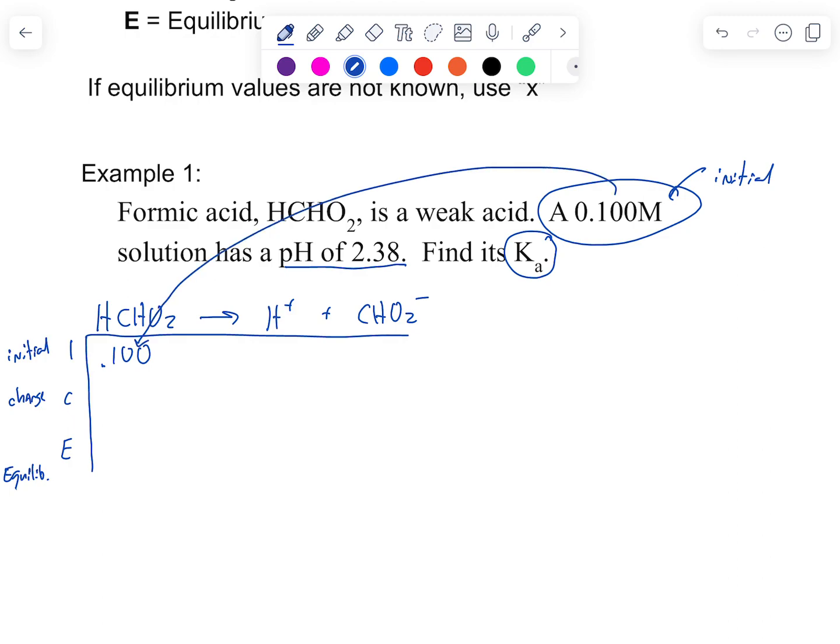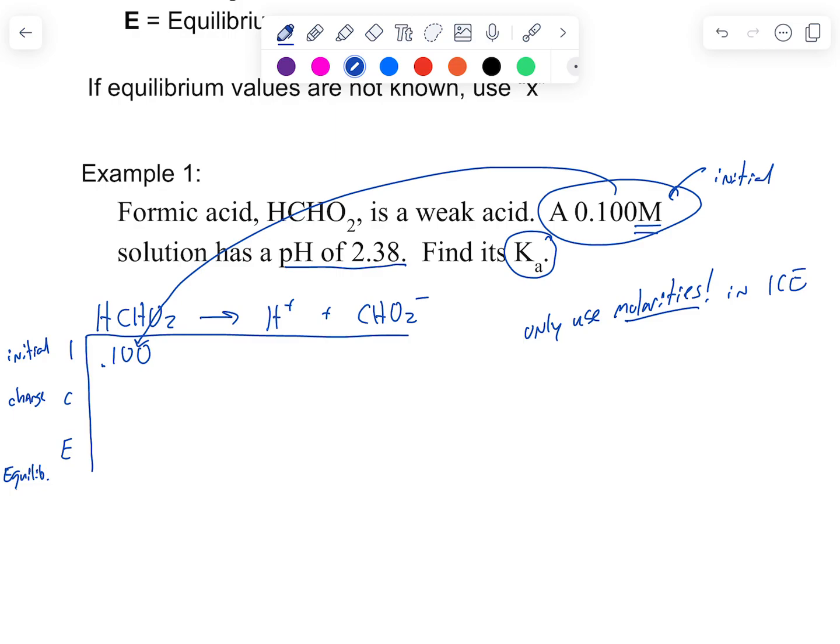And in ICE tables, we only use molarities, right? So it's important that you only use molarities in ICE tables. Sometimes people forget that and they put moles. If they put moles in there, it's not going to work.